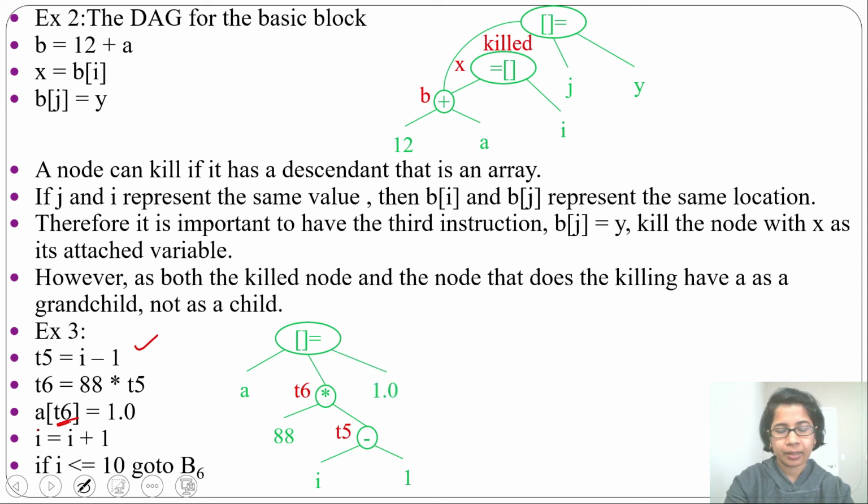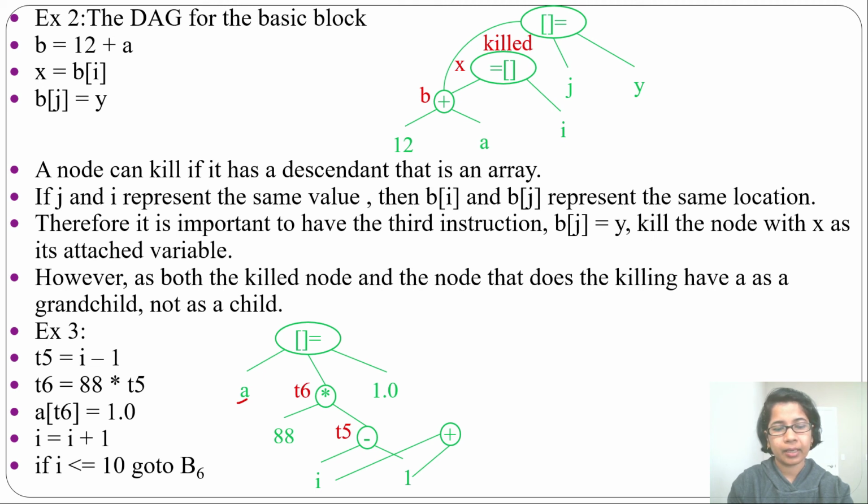Now we can mark that nothing is dependent on A. So we will not kill any other node as nothing is dependent on A. Next, I equal to I plus 1. I is already there, 1 is already there. So we'll create another node for plus. Now I will be its left child while 1 will be its right child.